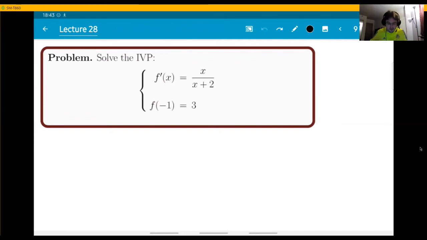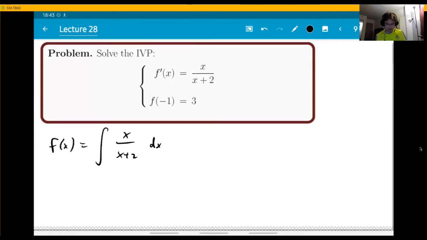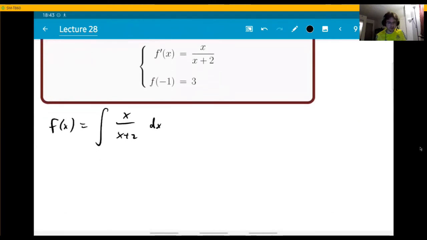U sub can also be used in IVP problems because you know that the first step to solve an IVP is to take the indefinite integral of the differential equation. If f prime is the function x over x plus 2, then f is the indefinite integral of that function. Let's find this first. How do we do this?